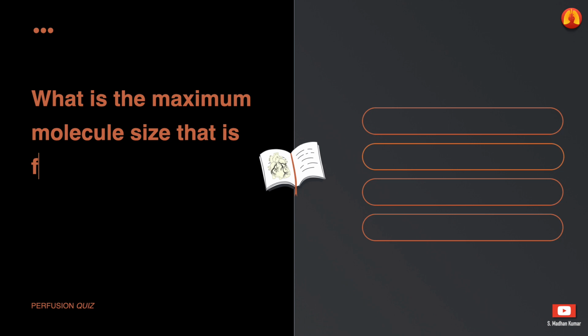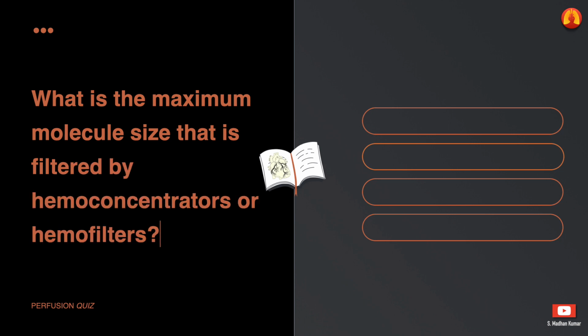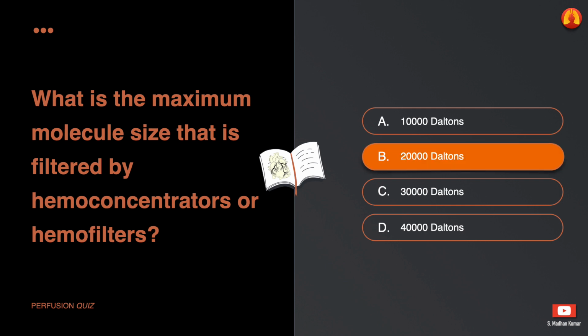What is the maximum molecule size that is filtered by hemoconcentrators or hemofilters? A. 10,000 Daltons. B. 20,000 Daltons. C. 30,000 Daltons. D. 40,000 Daltons. The correct answer is B.